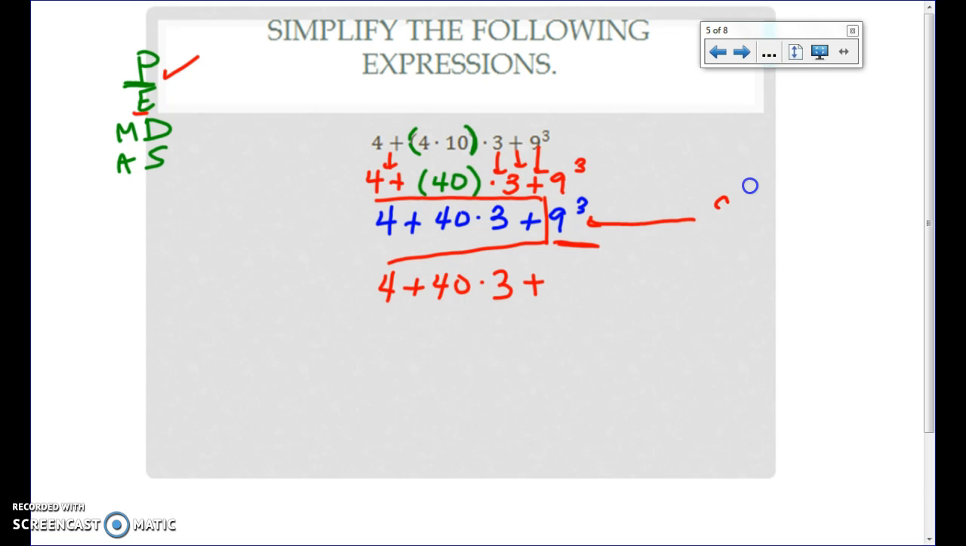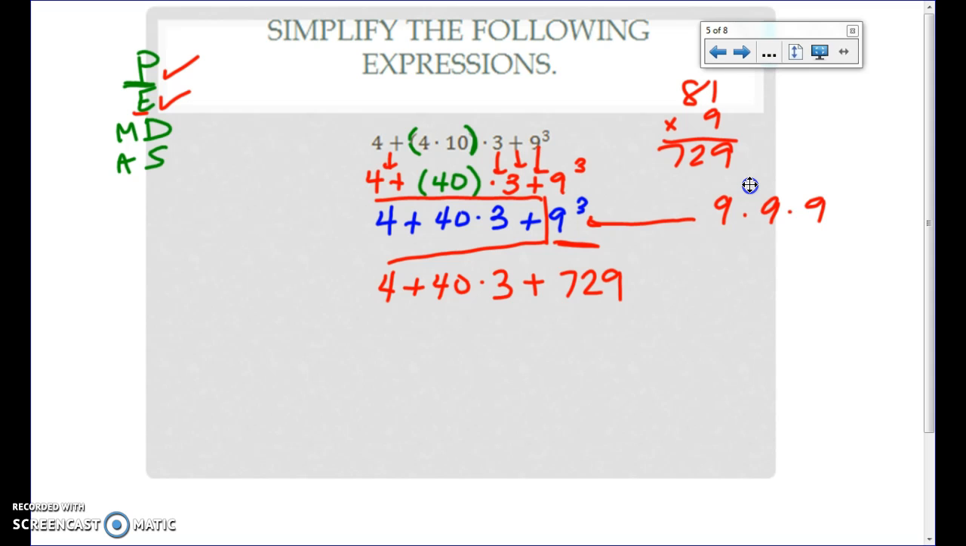Now remember, 9 to the third is not 27. It's 9 times 9 times 9. 81 times 9. 729. Okay, and so now, as you can see, as I simplified 9 to the third, I didn't write 9 to the third, I changed it to 729.